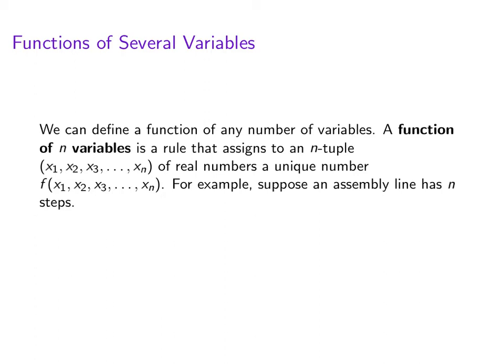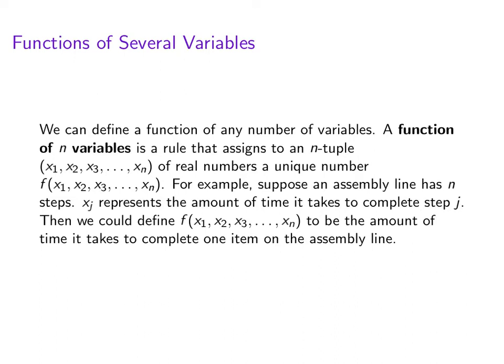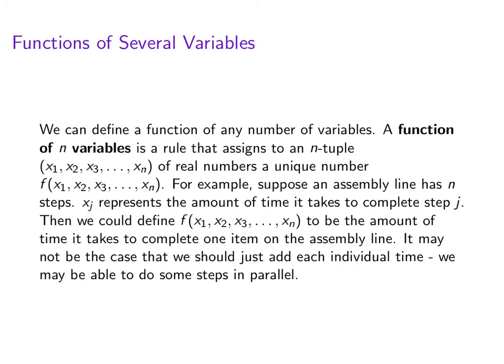Let's suppose that we have an assembly line that has n steps. X sub j represents the amount of time that it takes to complete step j. Then we could say that f of x1, x2, x3 up to xn is going to be the amount of time that it takes to complete one item on the assembly line. Now, it may not be that we just add up the individual times. If you have an assembly line, a lot of times you can do things in parallel.